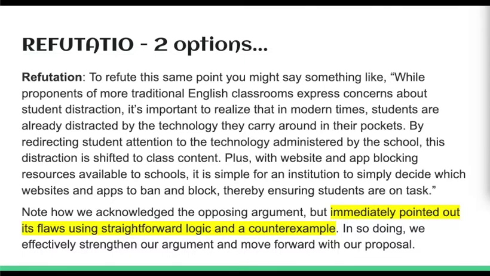Plus, with website and app blocking resources available to schools, I blocked cool math games, sorry, it is simple for an institution to simply decide which websites and apps to ban and block, thereby ensuring students are on task. Note how we acknowledged the opposing argument, but immediately pointed out its flaws using straightforward logic and a counterexample. In so doing, we effectively strengthen our argument and move forward with our proposal.